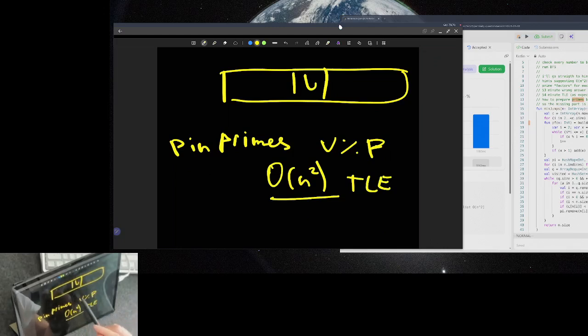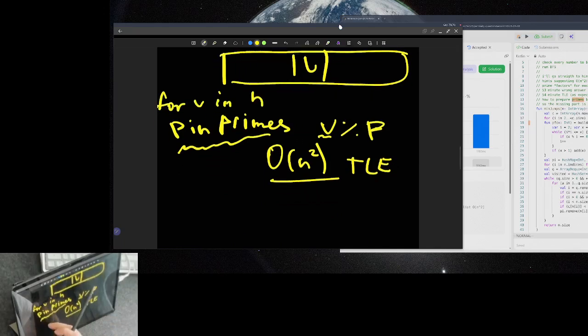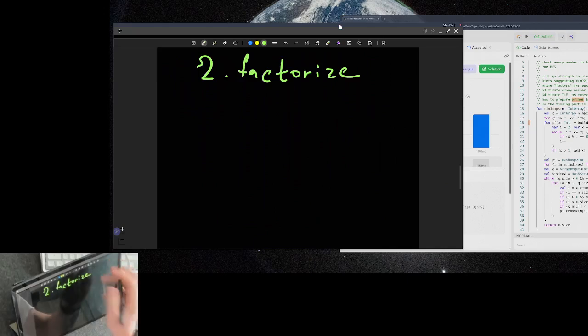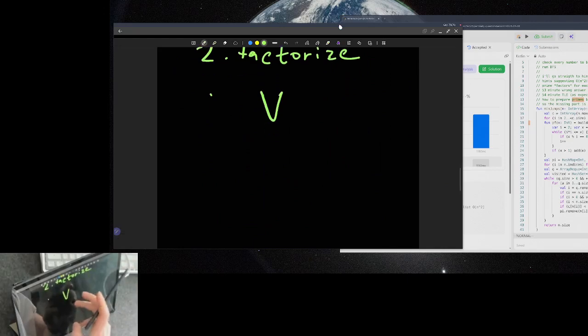Now, instead of checking it for all the primes and all the numbers, so for v inside an array, we can do the opposite. We can factorize. So step 2, factorize. Step 1 was priming, and step 2 is factorize. So we have number v, and to factorize we are doing this kind of tricky algorithm.